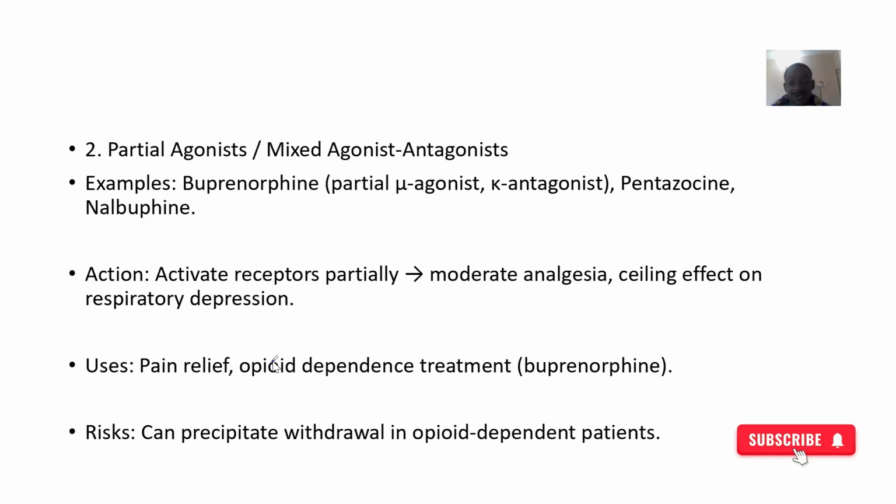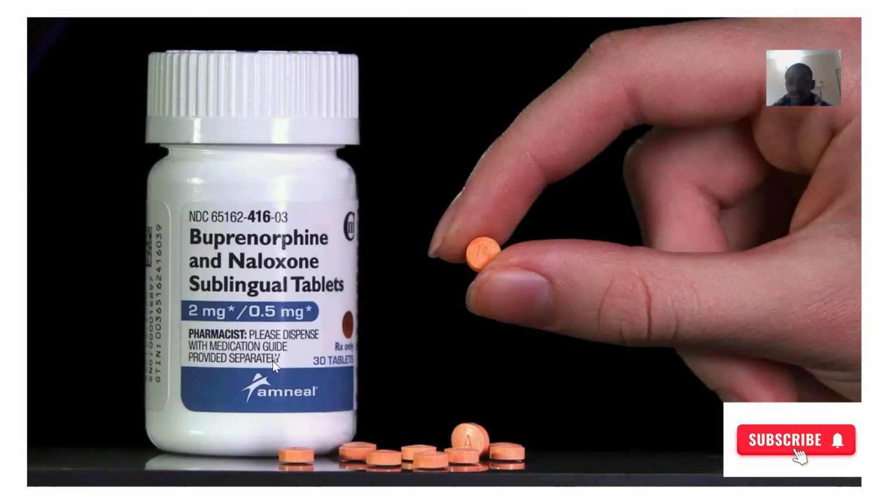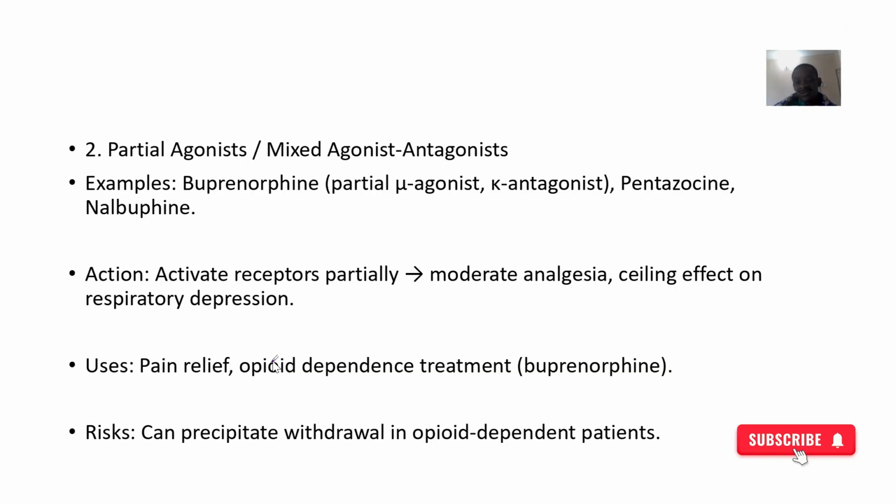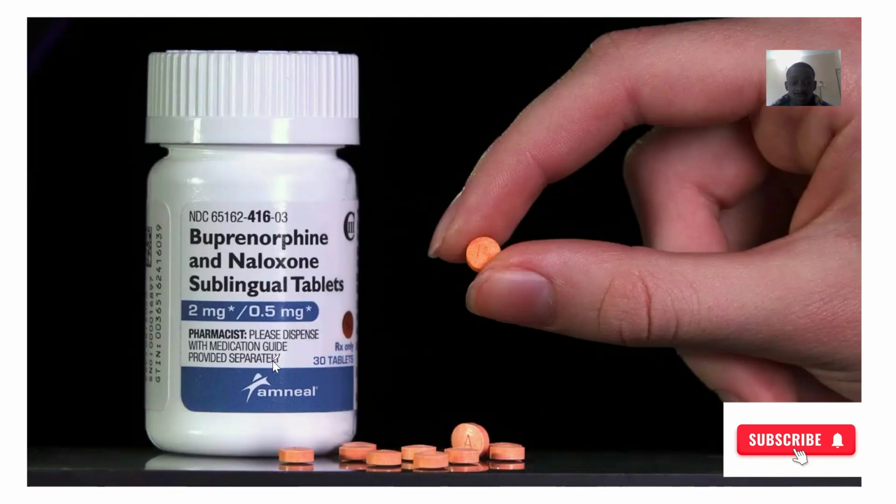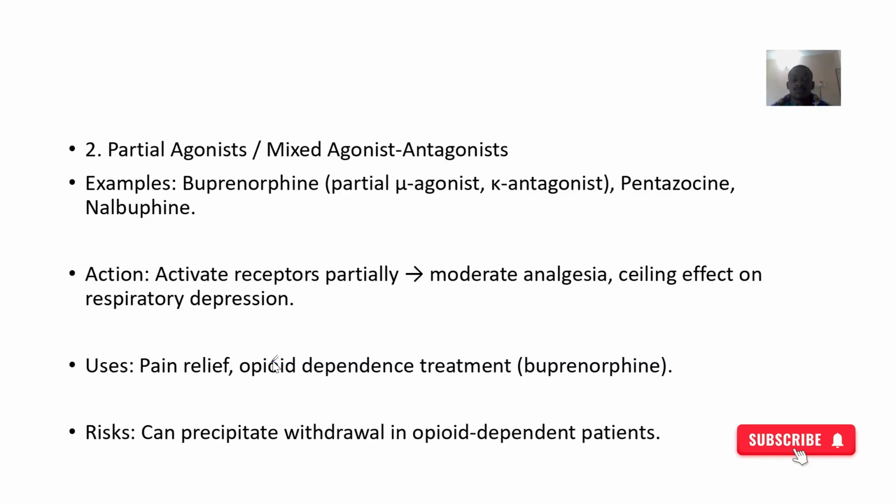Next we have the partial agonists. These were the full agonists. We have the partial agonists that will just partially trigger it. We have drugs like buprenorphine, pentazocine, and nalbuphine. They activate receptors just partially, so they relieve pain, and are used for opioid dependence treatment too. So sometimes if you have been taking some other opioids and you are withdrawing and having some issues, you can take this.